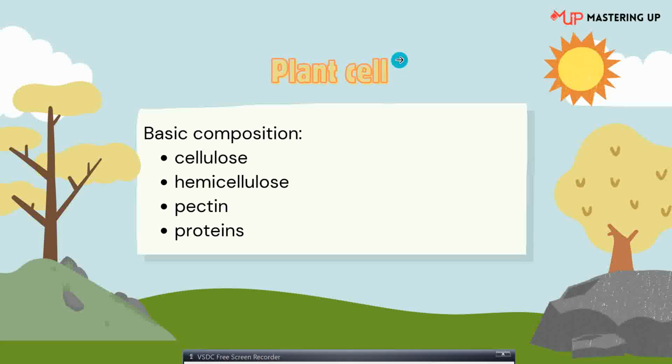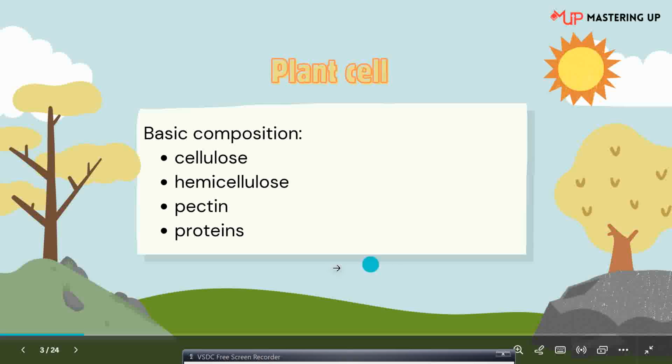So the plant cell wall composition. Let's first know what the basic composition is, what all things this plant cell wall is made up of. It is made up of cellulose, hemicellulose, pectins and proteins, okay.